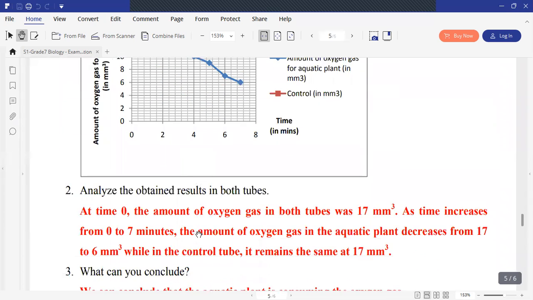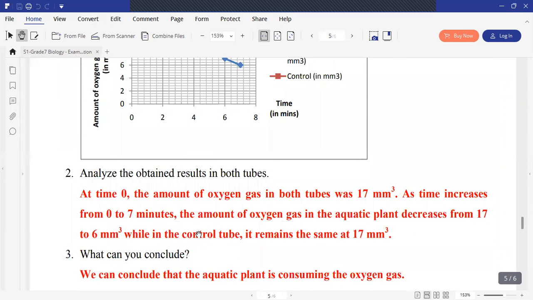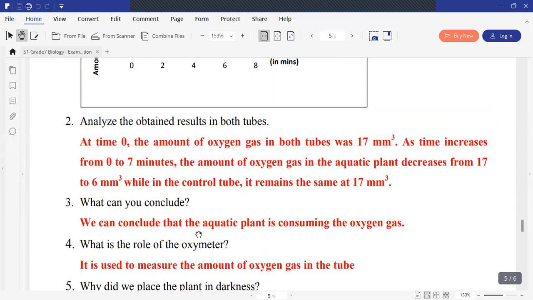Analyze the obtained result. Here they want analysis for both tubes. At time 0, the amount of oxygen gas was 17 millimeter cube in both tubes. As time increases from 0 to 7, the amount of oxygen gas in the aquatic plant decreases from 17 to 6 millimeter cube, while in the control it remains constant at 17 millimeter cube. What can we conclude? We can conclude that the plant is consuming oxygen.